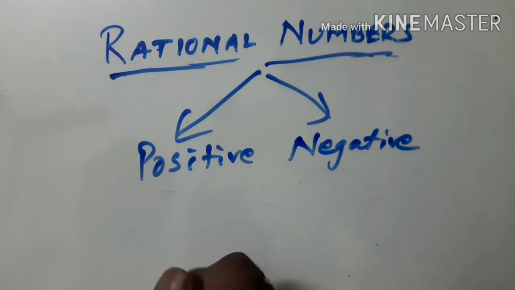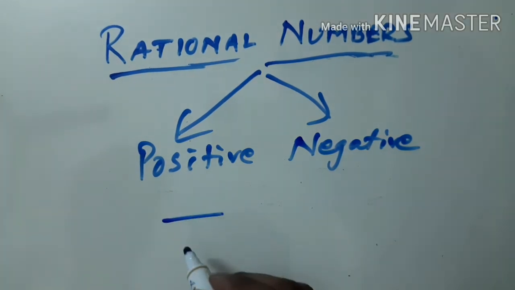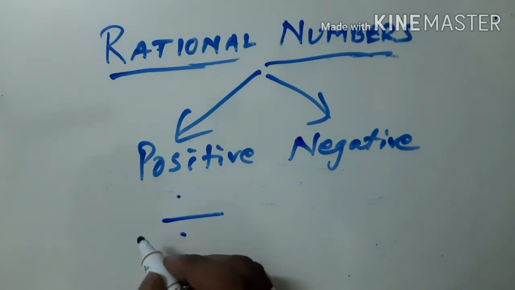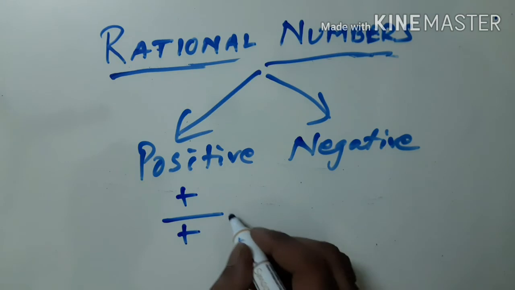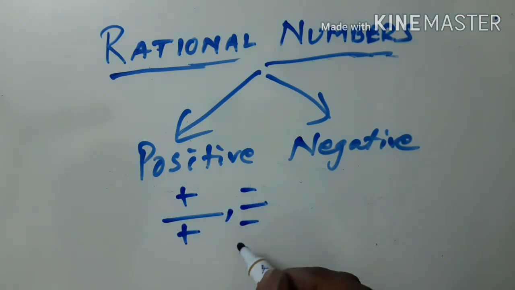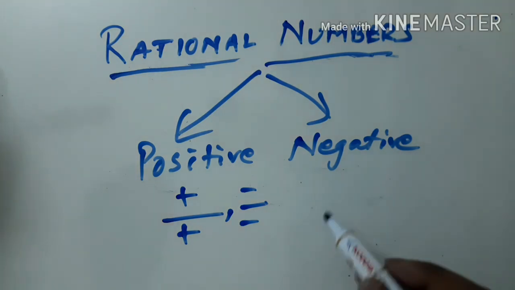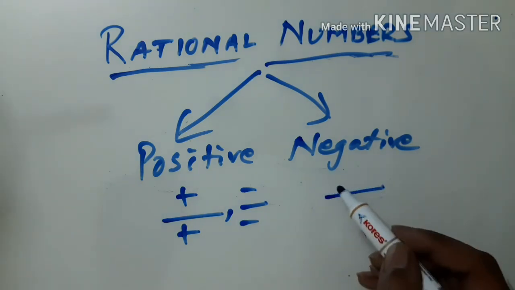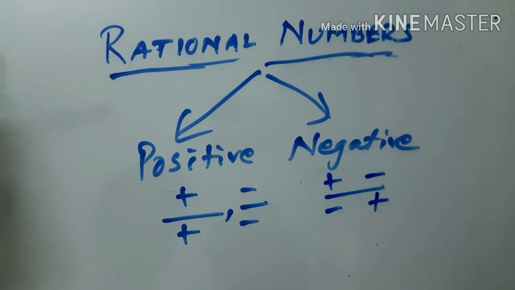Now, what is a positive rational number? In a positive rational number, the denominator and the numerator must be of the same sign. Either both should be positive or both should be negative. Then it will be called a positive rational number. Now, for a negative rational number, they should be of opposite sign. So one must be plus and the other minus, or the numerator can be minus and the denominator can be plus. Then it will be called a negative rational number.